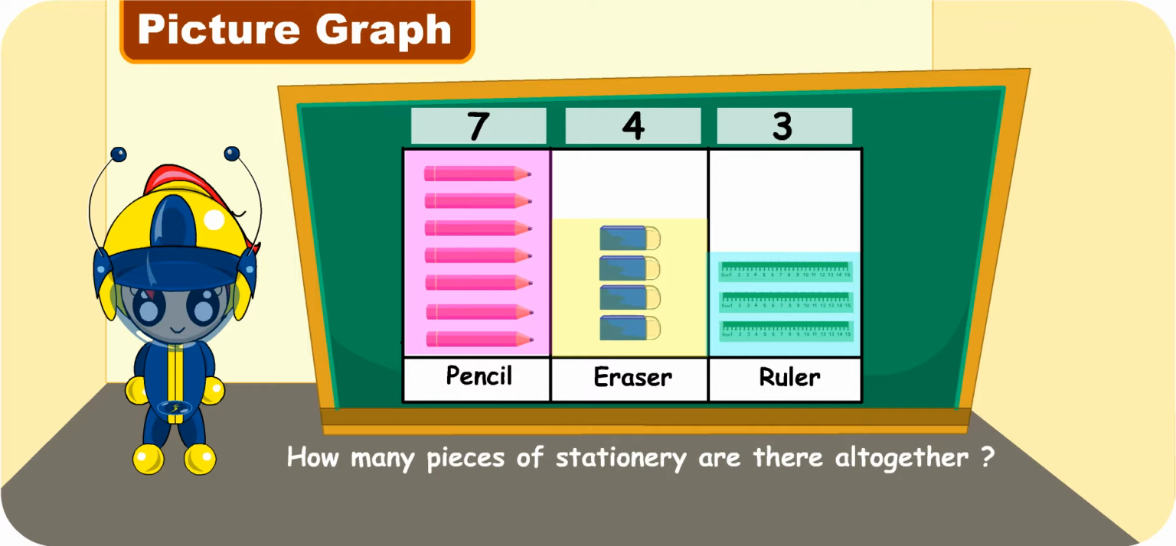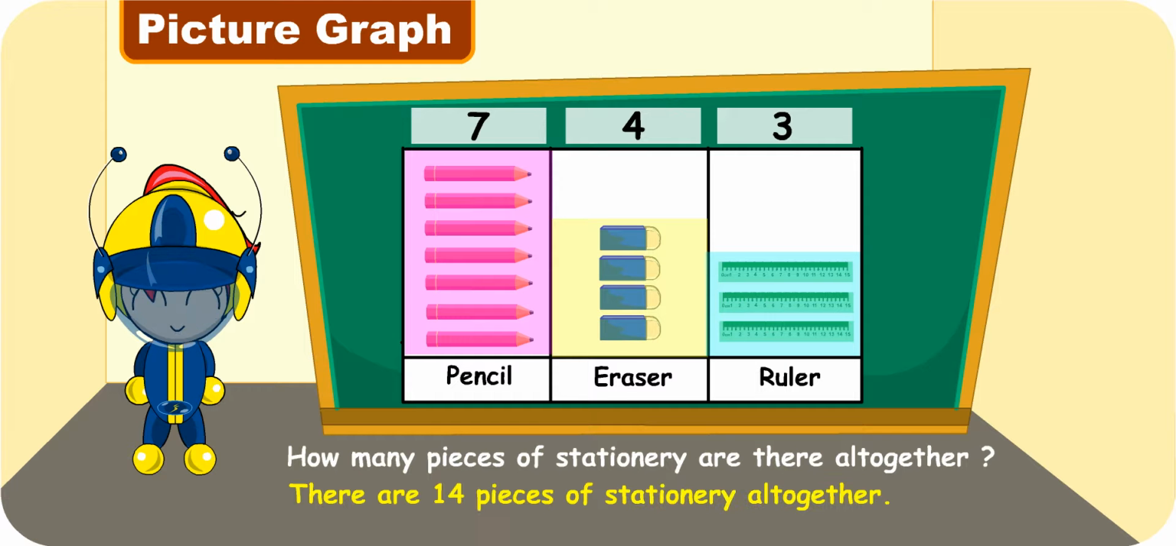Tell me how many pieces of stationery are there altogether? I have to add up the 3 numbers for these 3 types of stationery. 3 plus 7 is 10. 10 and 4 make 14. Teacher, there are 14 pieces of stationery altogether. Well done, Turbo Girl.